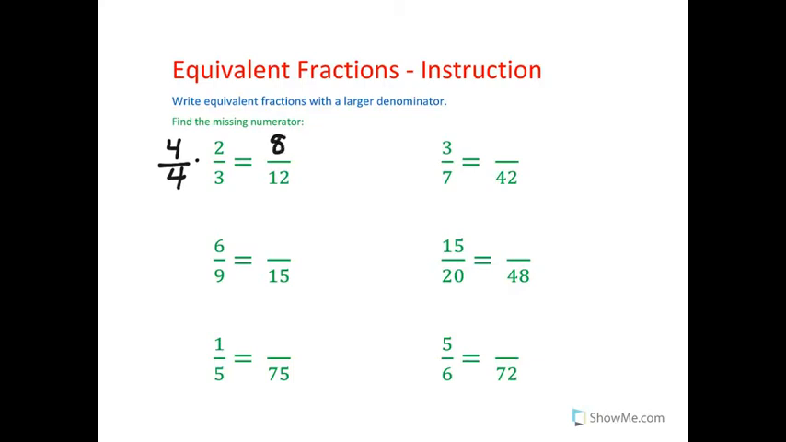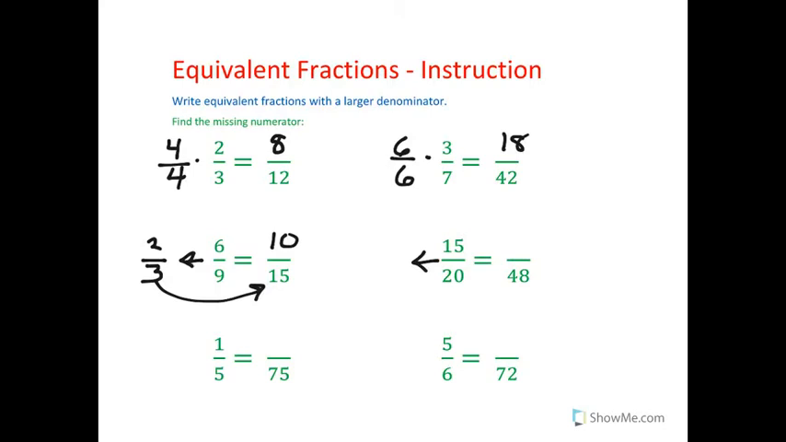Then you do the same procedure. 7 goes into 42 6 times, so I'm going to multiply 3 over 7 by 6 over 6. 6 times 3 is 18. 9 doesn't go into 15, so we have to think about this a little bit more. I can take the number 6 over 9 and I can reduce that. If I do, I'm going to get, let's see, 3 goes into both of those, 2/3. Now 3 goes into 15 5 times, so 2 times 5 is 10. Same thing with this problem.